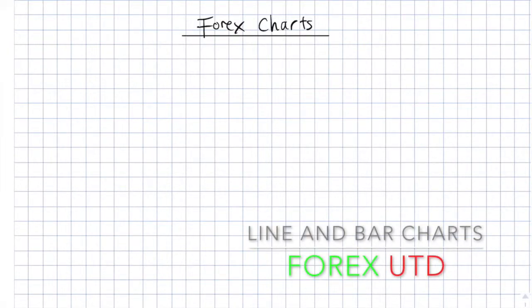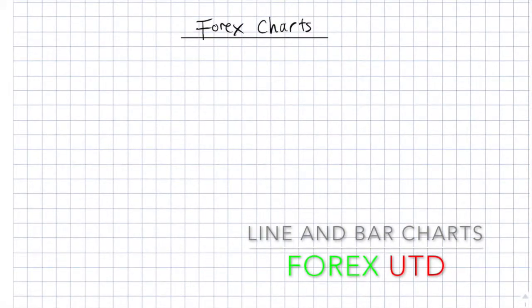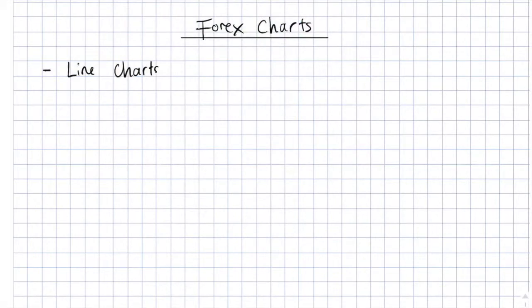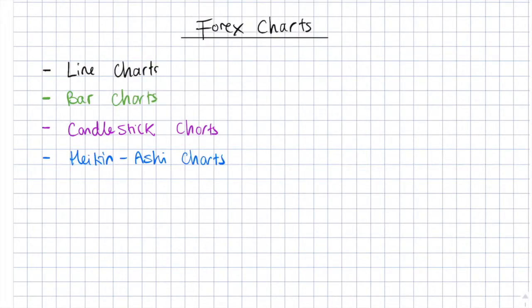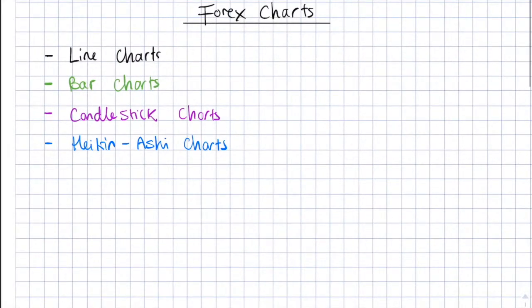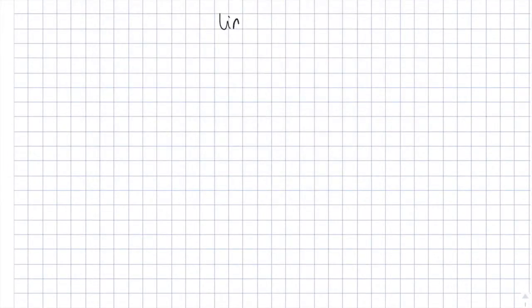Now, in the previous lecture, we looked at base and quote currencies, and the Forex charts that I showed you were predominantly line charts. In this video and the next video, I'll be going through bar charts, candlestick charts, and also Heikin Ashi charts, and showing the differences and similarities between them. But let me go through line charts today, a bit more information about line charts, and then bar charts. So yeah, let's get started.